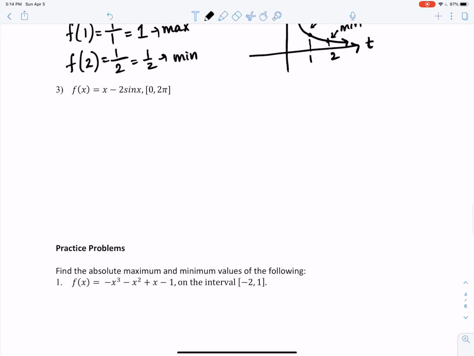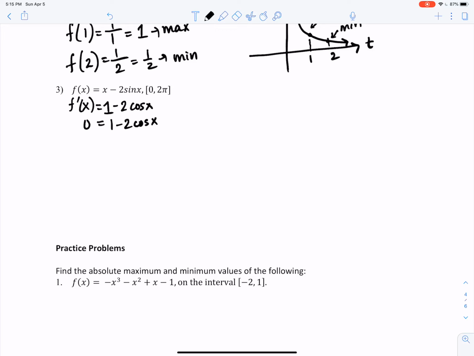Let's look at another example. I have f of x equals x minus 2 times the sine x on the interval 0 to 2 pi. So again, my first step is to take the derivative. So the derivative of x is 1, and the derivative of sine is cosine, so I end up with 1 minus 2 cos x. And we want to set it equal to 0.